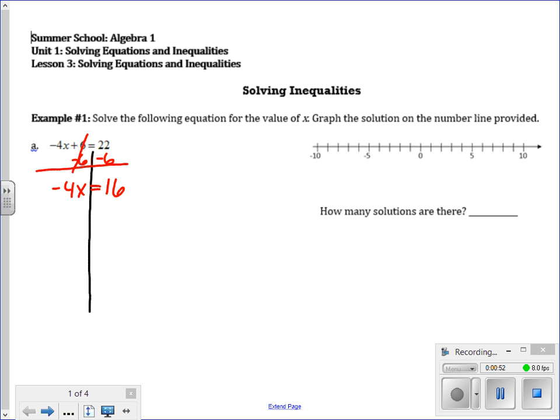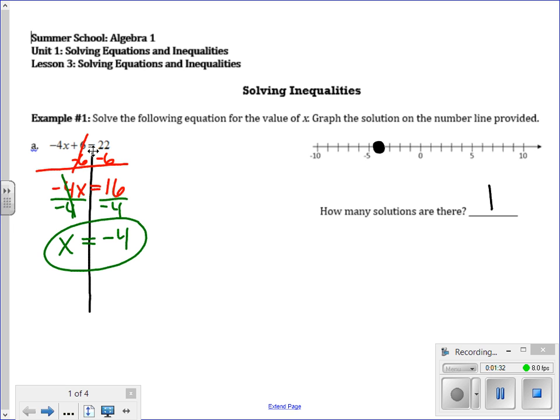Okay? Now I have negative 4x, and the negative 4 and the x are being multiplied together. So to undo multiplication, I have to divide by negative 4. When I divide by negative 4, I end up with x by itself equals negative 4. So x equals negative 4 is my solution. Now the direction says graph the solution on the number line provided. If I have x equals negative 4, I put a dot on the number line at negative 4. There is only one solution to this equation. Negative 4 is the only value I can put in for x that gives me 22 as an answer.